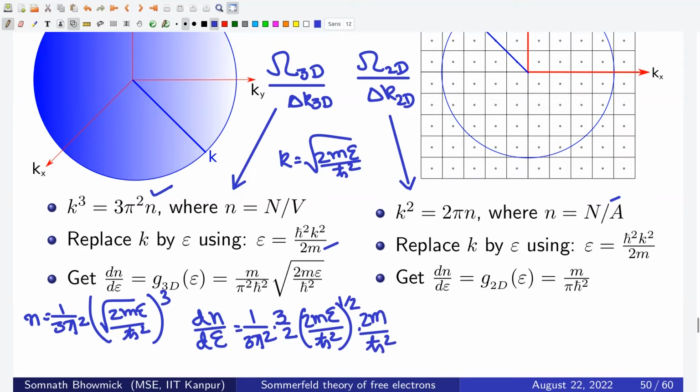And dn by dE is the density of states. Thus, we can express density of states in case of 3D free electron gas in this form.